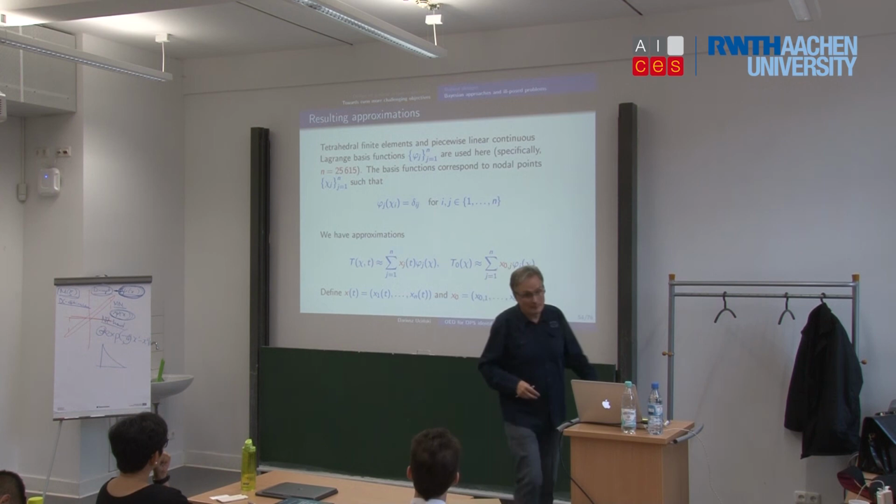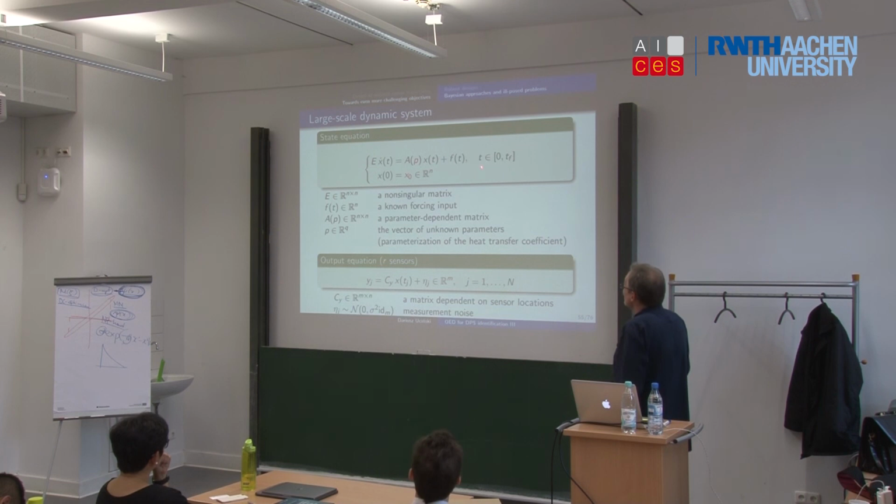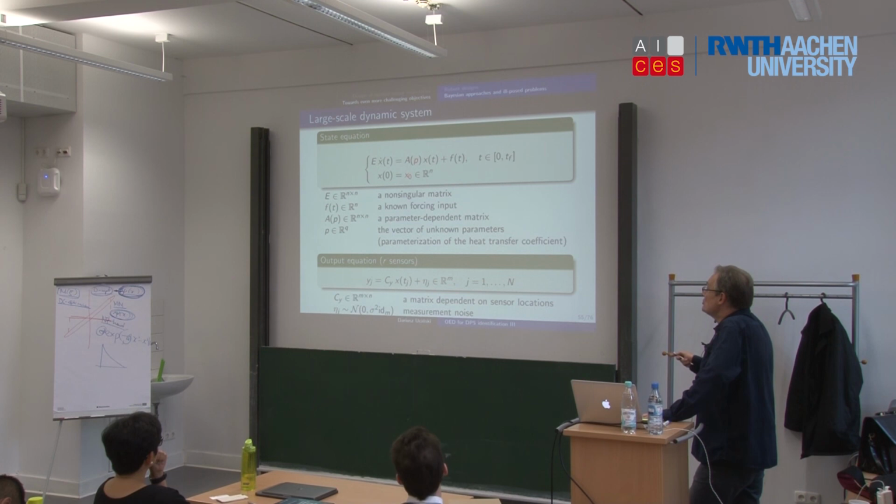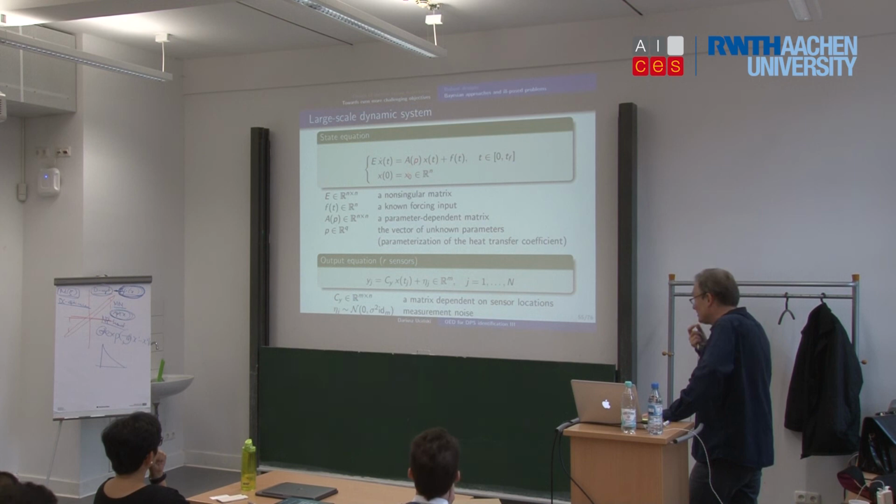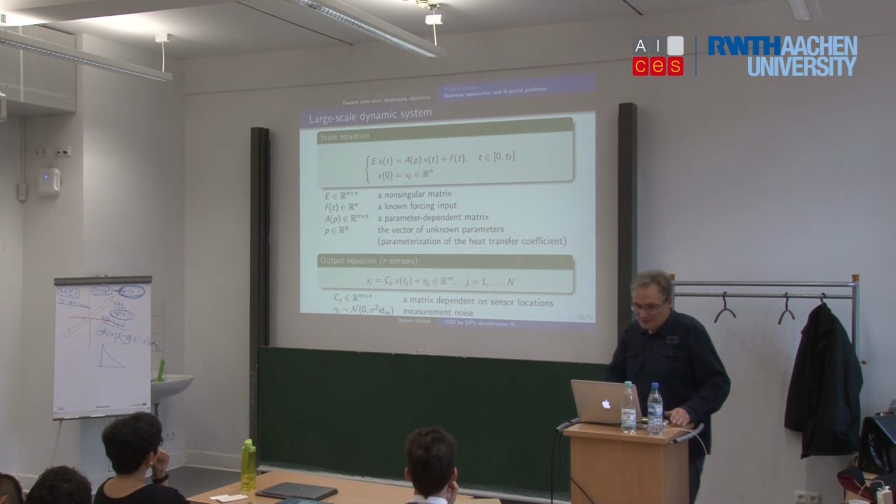So after this discretization, we have the state equation, which has the form of a set of ordinary differential equations. The problem is that the number of these equations is pretty high after the discretization by the finite element method. The number of these equations is more than 25,000. But it is quite normal in finite element computations. And here we have equations for the sensors, for the observations.